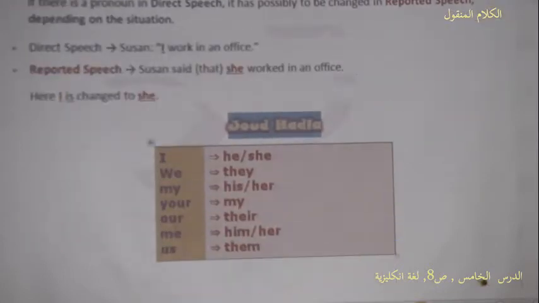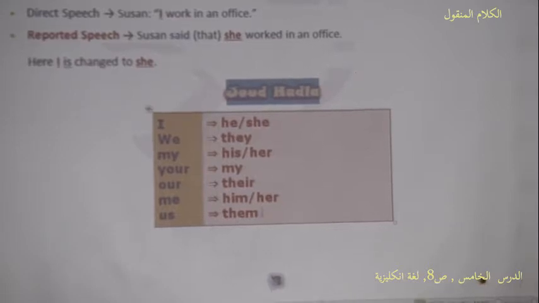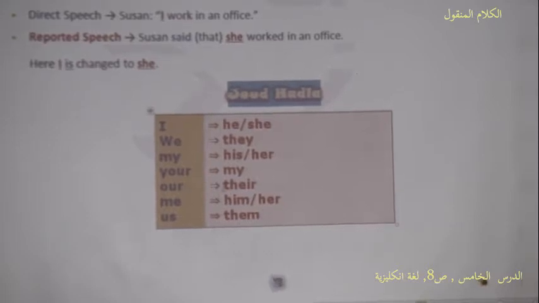Now let's read these changes in this chart in order to simplify things for you. I changes to he or she. Pay attention, dear students: we change I to he or she, we to they, my, and this is a possessive adjective, to his or her, your, my, our, their, me, him or her, us, them. So you need to memorize these changes by heart.